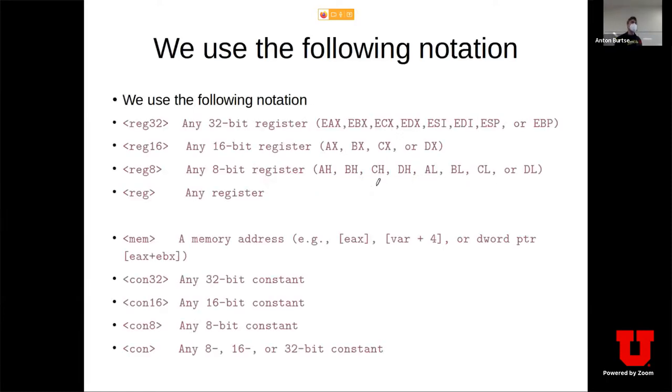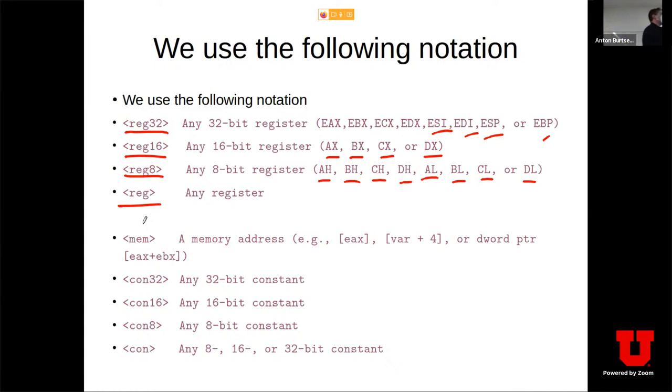The next subset is data movement instructions, those which allow us to move data from memory into registers. We're going to be using the following notation. Register 32 will mean any of the 32-bit registers, like EAX, EBX, and so on. Register 16 means any of the 16-bit registers. We'll only have AX, BX, CX, and DX, because ESI, EDI, and those don't have 16-bit parts. Register 8 means any 8-bit register: AH, BH, CH, DH, AL, BL, CL, DL. And register is any register, which means that instructions might take arguments of different types, and sometimes we have to narrow them down, and sometimes we don't. Mem is a memory address. Constant is a 32-bit constant, 16-bit constant, 8-bit constant, or any constant.